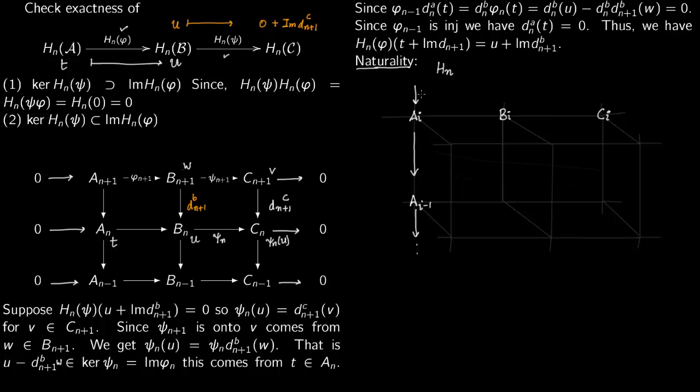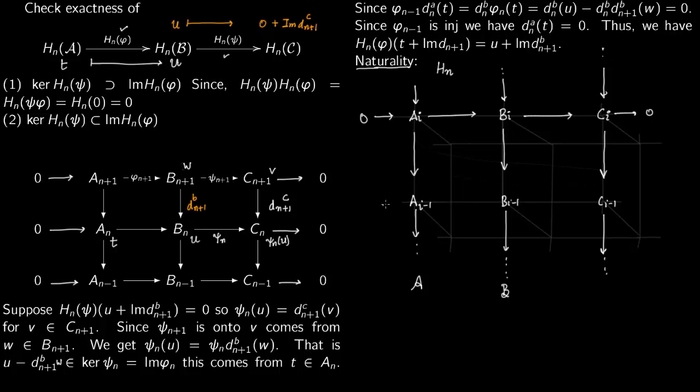This goes all the way, so this is the chain complex corresponding to, say, A. Then you have Bi here, Bi minus 1 here, and this goes on. So this is the chain complex B, and then you have chain complex C. You have Ci minus 1 here, and then these are short exact sequences. 0 is here, then similarly here.